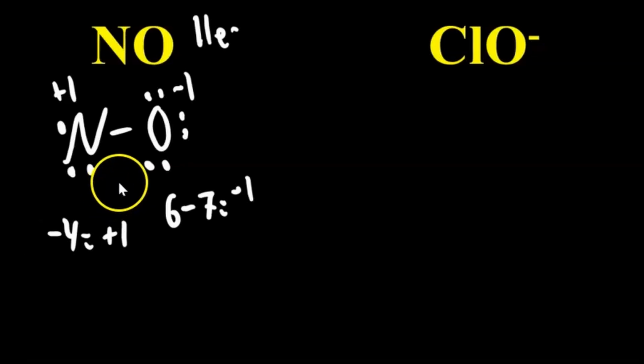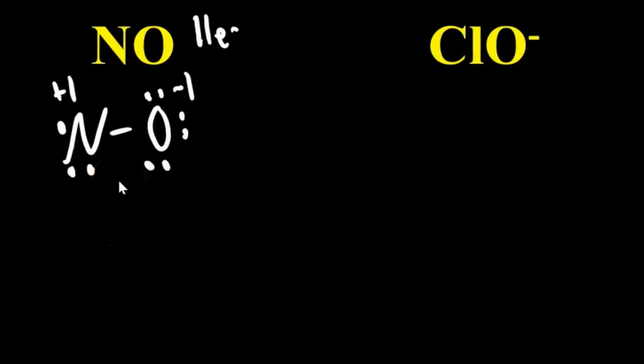Now, do we have a complete octet? Well, we do for oxygen, but not for nitrogen. And so it actually needs more electrons. Now, we might run into problems here because it's an odd number, but that's okay. Since we want to try and create an octet, we'll move these 2 electrons here to make a double bond. Nitrogen now has 7 electrons around it, and oxygen has a complete octet.